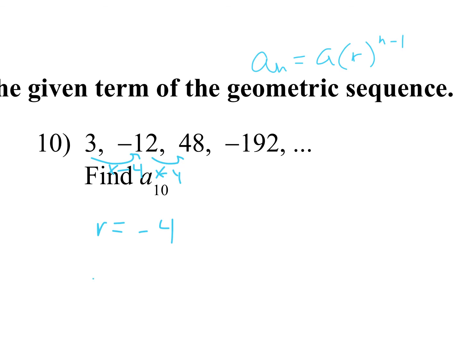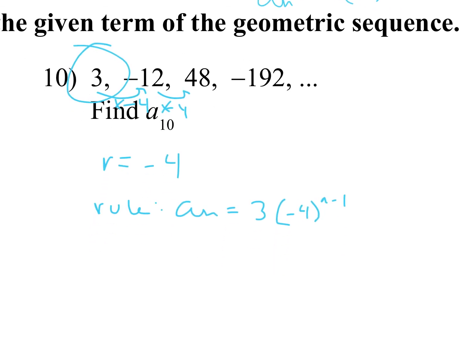Next, we want to find our rule. So we have a sub n is equal to our first term, which is 3, times negative 4 to the power of n minus 1. So next we want to find our term. We need to plug in 10 because it tells us to plug in 10. So a sub n is equal to 3 times negative 4 to the power of 10 minus 1.